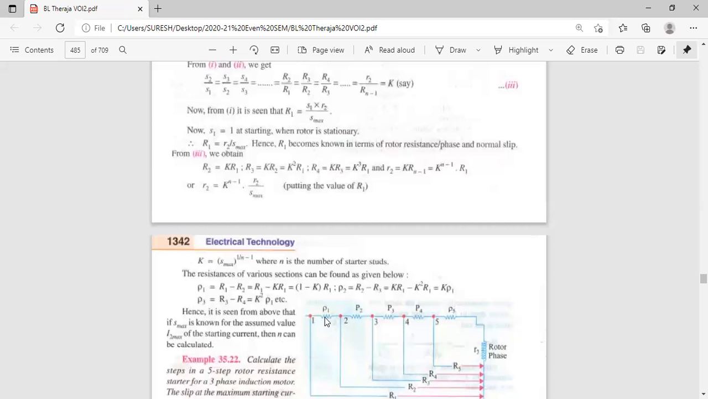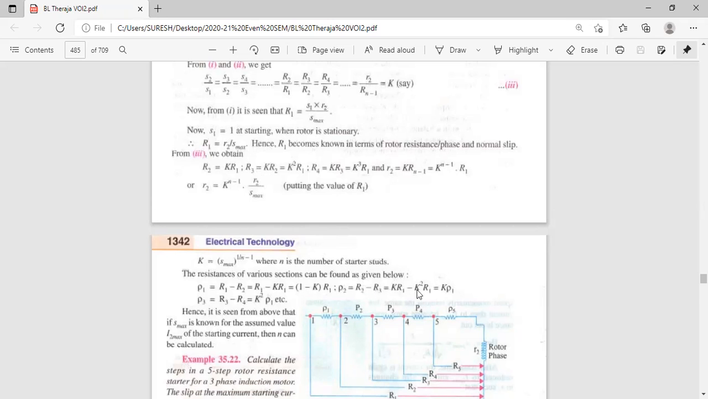Now, I already told this. Rho 1 is equal to R1 minus R2. R1 minus R2 is R1 minus K into R1, substituting R2 is equal to K into R1. Taking R1 common, rho 1 is 1 minus K into R1. Rho 2 is R2 minus R3. Rho 3 is R3 minus R4. R2 is K into R1. R3 is K square into R1.